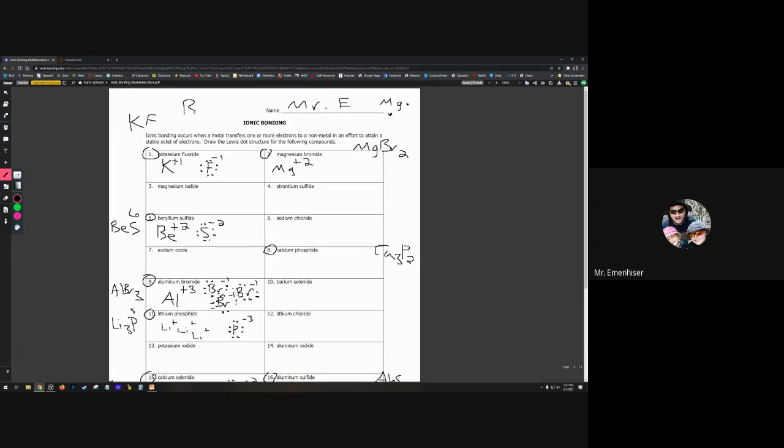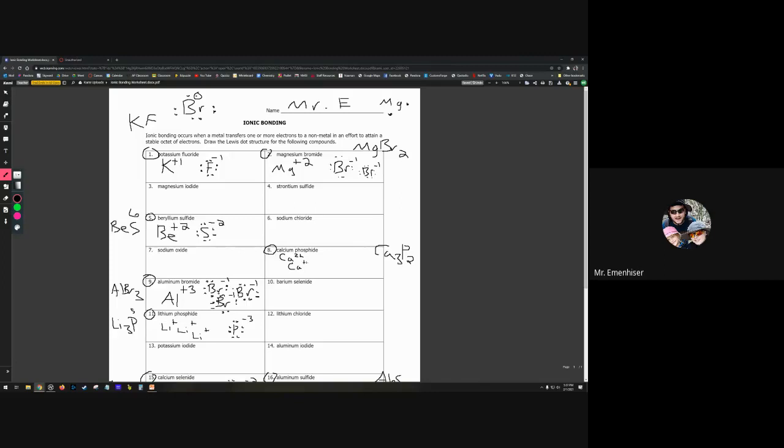Bromine is in group 7. So if I draw the Lewis dot diagram for bromine, it has 7 dots, and it needs to gain 1. So it has 7 of its own, gains 1, and that means it's going to be a -1. And we're going to need 2 of them. So we're going to do 2 bromines, each of them -1, and then 8 dots.